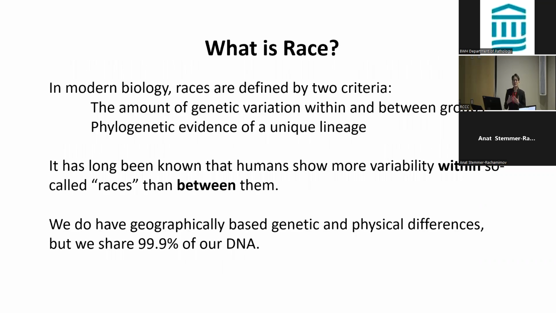Now let's focus on this term race. What do we mean by this? So in modern biology, race is defined by two criteria: the amount of genetic variation within and between groups, and phylogenetic evidence of unique lineage. Now, because of population admixture, there is no unique lineage, and it has long been known that humans show more variability within so-called races than between them. Now, we do have geographically based genetic and physical differences, but we share 99.9% of our DNA.